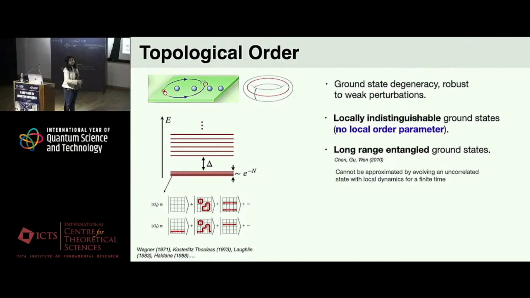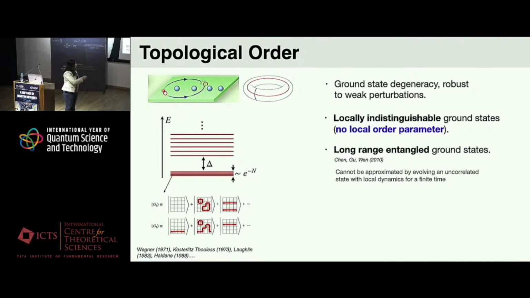To distinguish between these states, you need to look at some much more non-local operator, which often winds around the system in some topologically non-trivial way. So the size of the operator that you need to measure in order to distinguish these states goes to infinity as n scales to infinity. That's what it means for these to be locally indistinguishable.